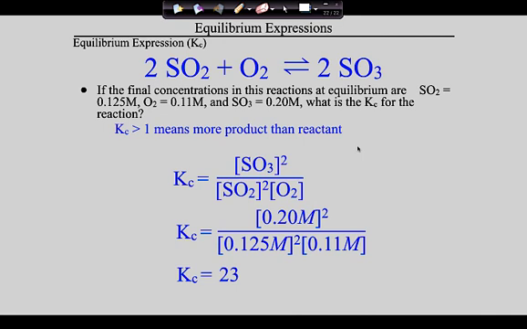So if you have a Kc value greater than 1, this means that these reactions favor products because products are on top. Now, if you have a Kc value that is smaller than 1, this means that the denominator, the bottom of the fraction, is greater, and that means that the reaction would favor reactants.